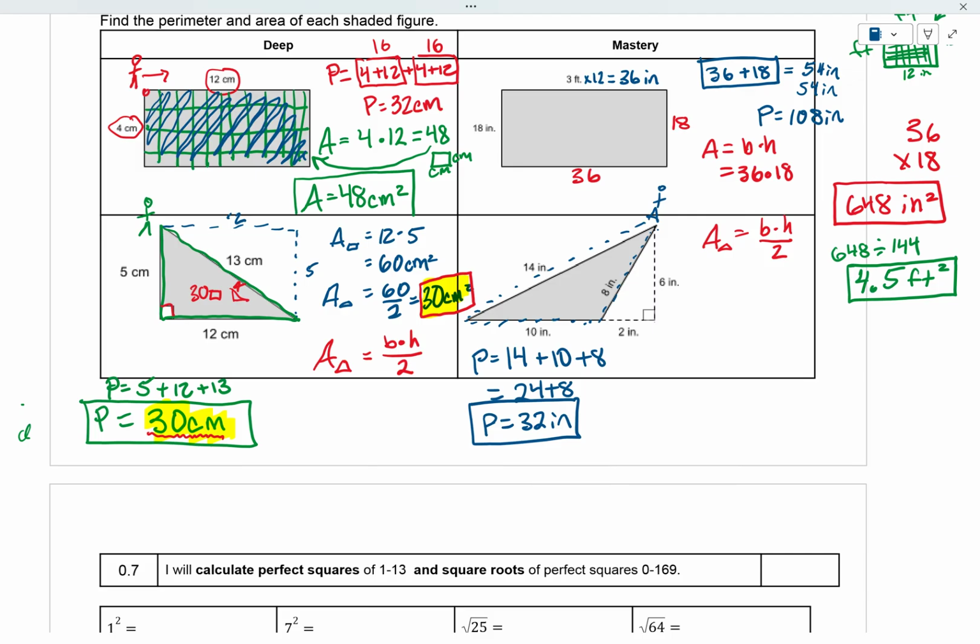All right, back to the area. We need to know the base and the height. Okay, so this is interesting, because the base is the part of the triangle that, if it were resting on the ground, would be touching the ground. And that's our 10 inches of that triangle. So, yay, our base is 10.